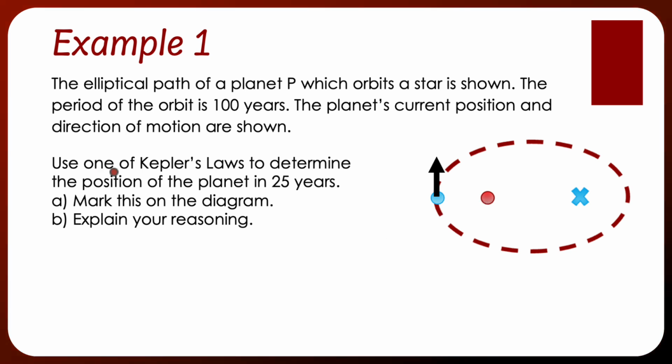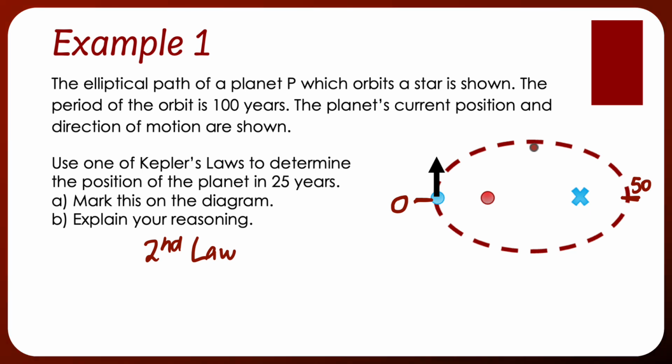It says use one of Kepler's laws to determine the position of the planet in 25 years. Mark this on your diagram. Well, I'm going to be using the second law. Now, due to symmetry, if it takes 100 years to go through, if this is time 0, it's going to be here at time 50. At 25, what we need to decide is where is it going to be? And you might just say, oh, it's going to be right here in the center.